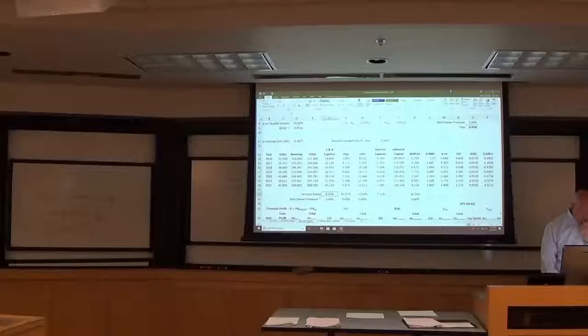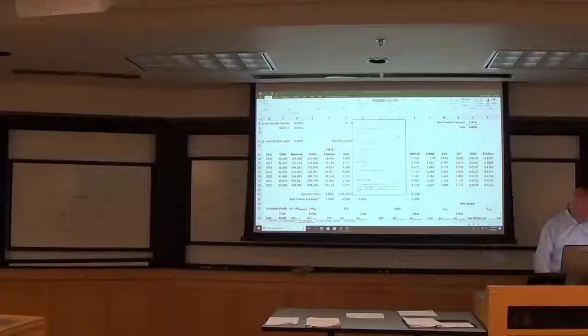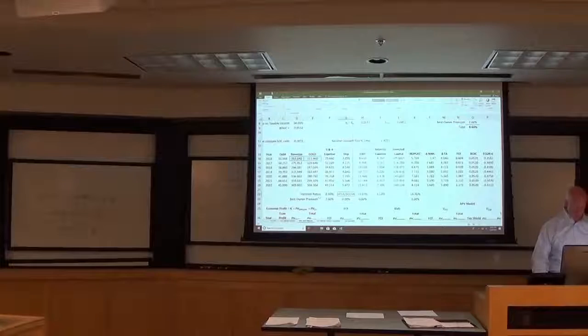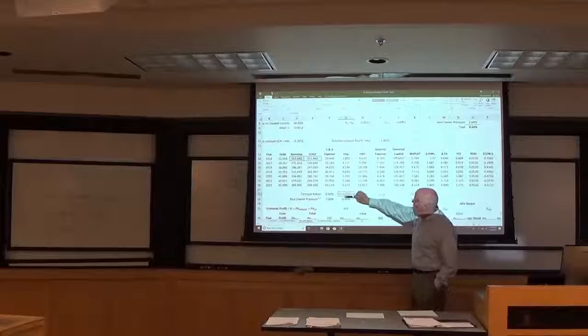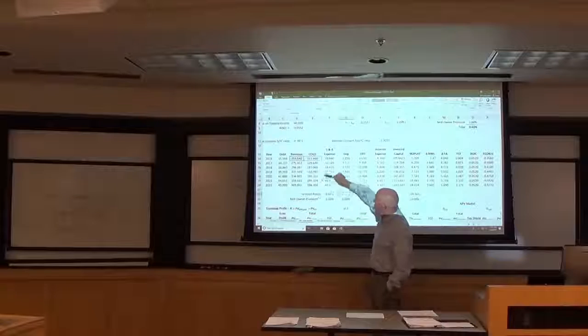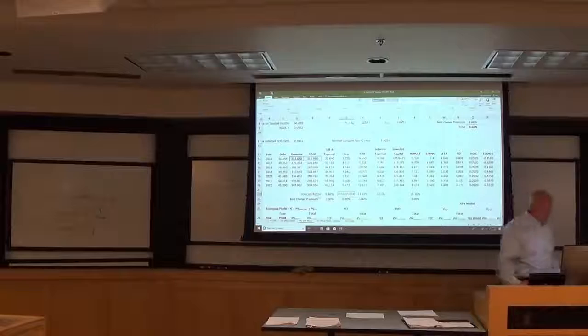Something's not properly aligned in this row. I apologize. I have a columnar misalignment. It makes this a little harder to read than it should. Because this forecast ratio is going with this expense category. Somehow they're not lined up the way they were or I thought I had.